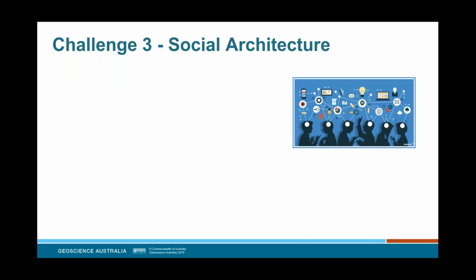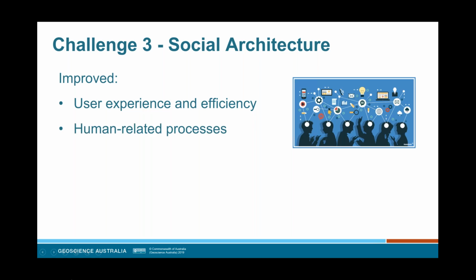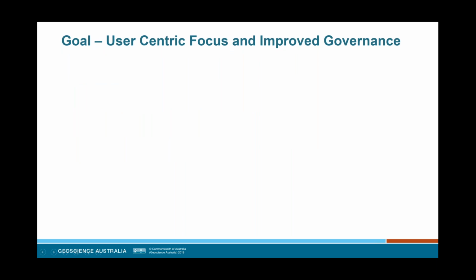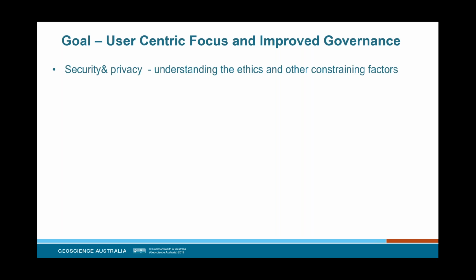Social architecture is our third big challenge. We want to make sure that we improve that user experience and efficiency, and we want it to be human-related process. However, we've got a number of gaps within our institutional culture of how we do this. So central focus on improvement in governance is one of the key improvements that we need to do across Australian government, particularly in how we manage identifiers and those vocabs and ontologies in a way that becomes consistent, which means that they can be reused.